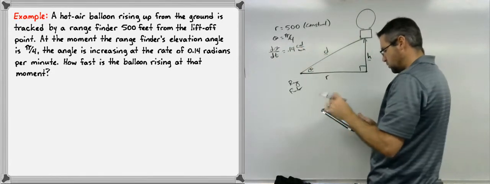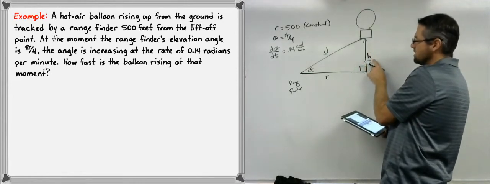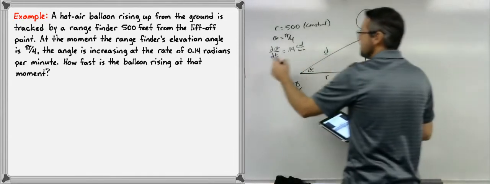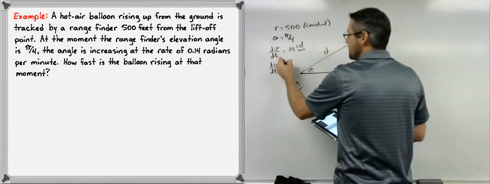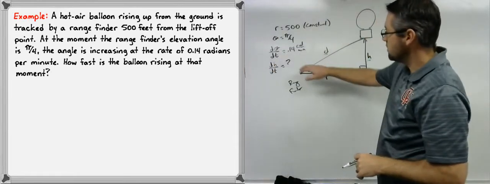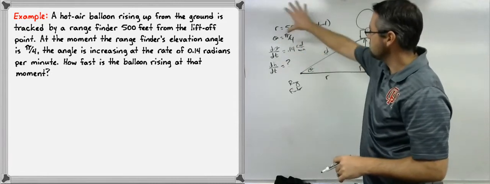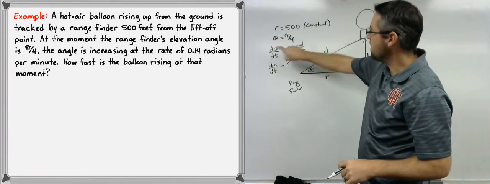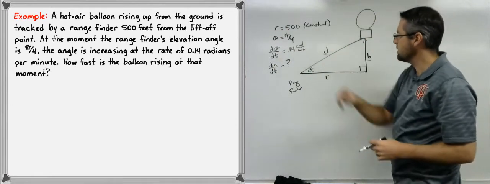How fast is the balloon rising at that moment? So how fast is the balloon rising? Well, h represents where it's at. How fast is it rising? That would be dh dt, right? That's, again, a rate. So the question is, in this case, dh dt. So we've got to figure out an equation for dh dt that relates all of it to what's given here. So we need an equation with h in it, an equation with theta in it, an equation with r in it. And I don't see any need for d, at least not yet.